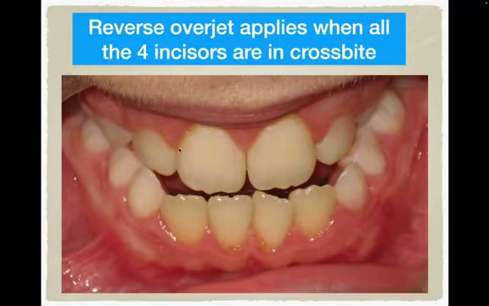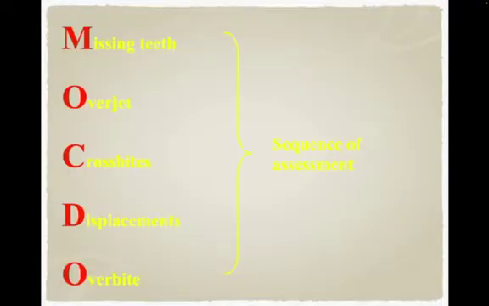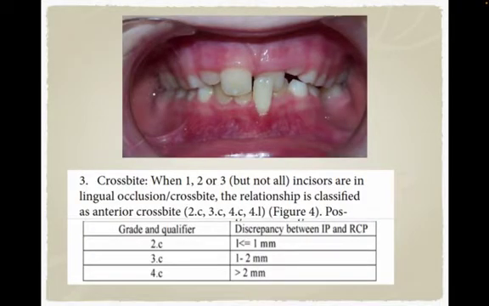Remember something: in order to record the negative overjet, you must have 4 incisors in a negative overjet or in a crossbite. If 3 of them are, that will take you to a crossbite, which is the next step in the evaluation. But 4 of them, that's a reversed overjet. So here we go now to the next step, which is the crossbite. As we mentioned, it is called a crossbite when 1, 2, or 3, but not all the incisors are in a lingual crossbite. So if 4 of them are in a crossbite, that's negative overjet. But if up to 3, that's a crossbite.